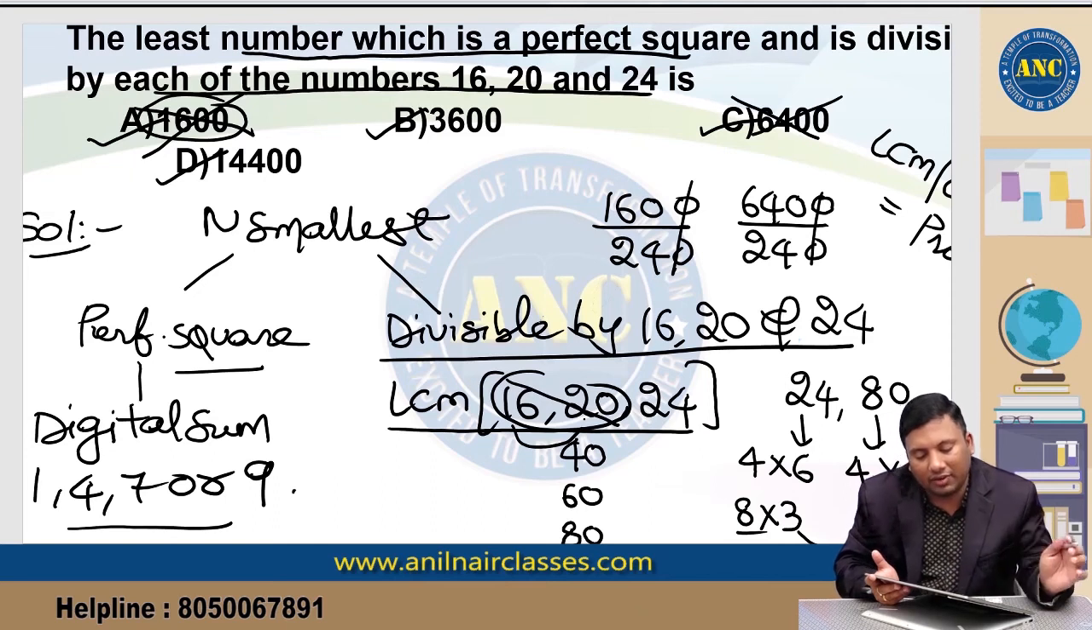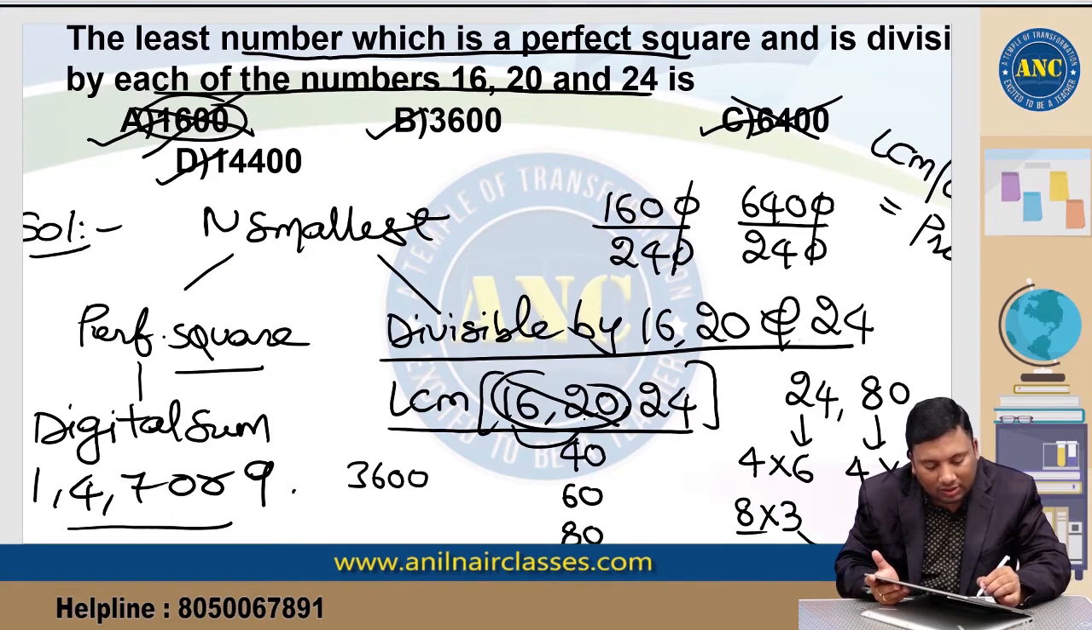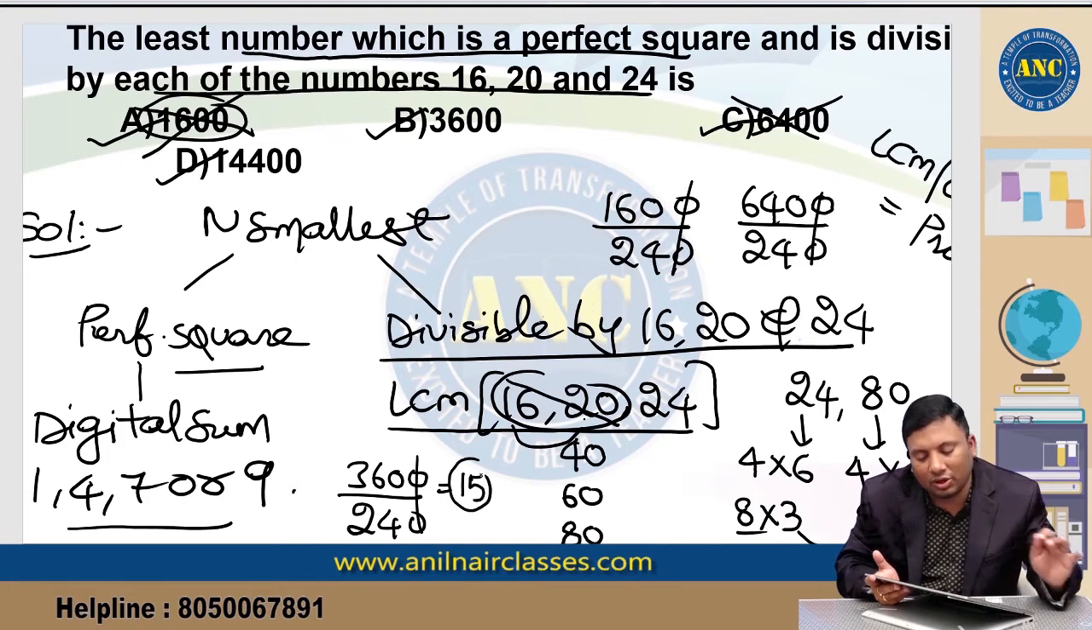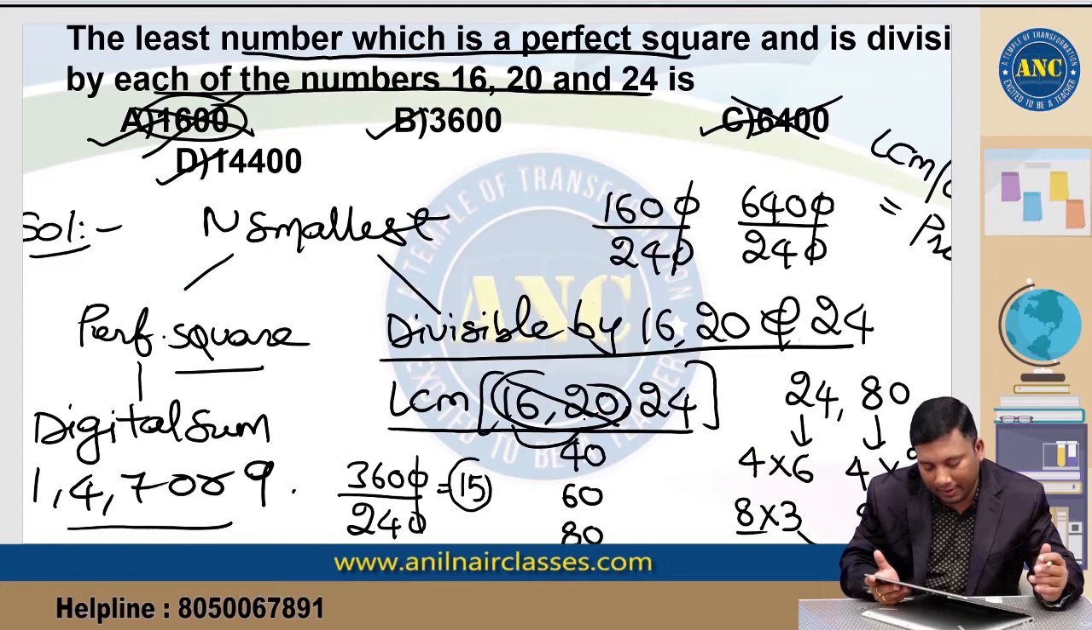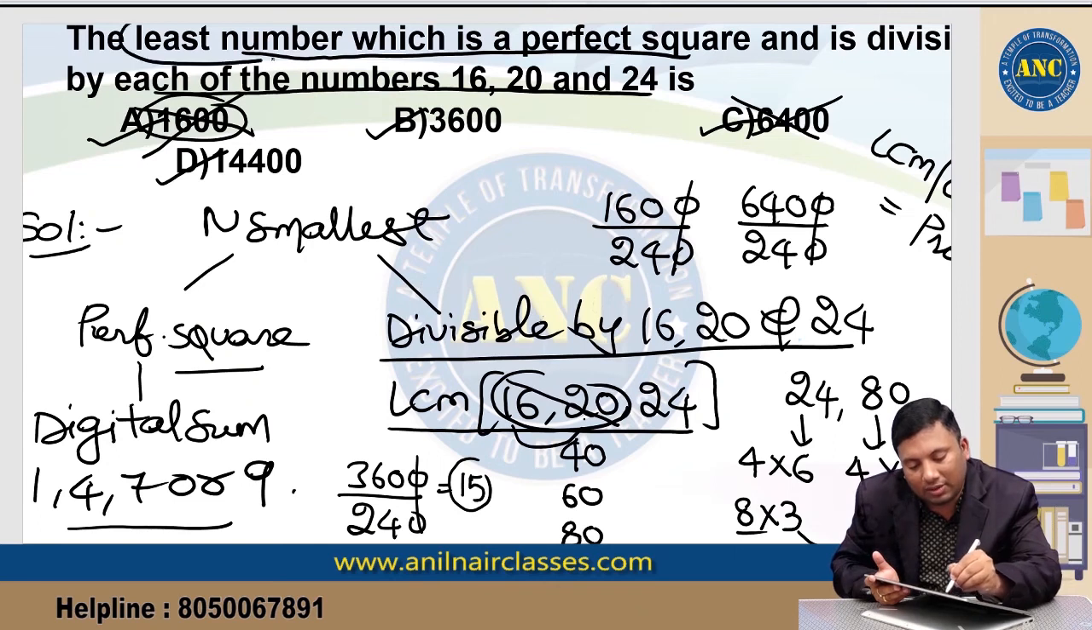We are stuck between 3600 and 14400. Now if you see, 3600 is divisible by 240: 24 ones are 24, it is 15. 14400 is also divisible by 240. Now check which one the question asks for: the smallest number.